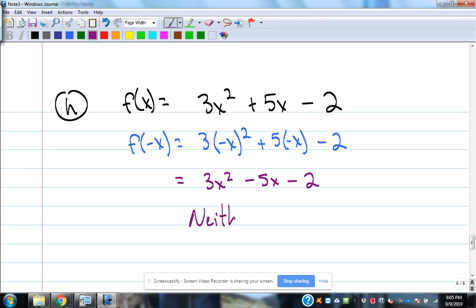Spell neither. Okay. Notice that you've got a mix of even and odd exponents. Even and odd exponents mixed together is always going to be neither. Always. So the shortcut is all even exponents, it's even. All odd exponents, it's odd. Got a mix of those, it's neither. That's the shortcut to odd, even, or neither.